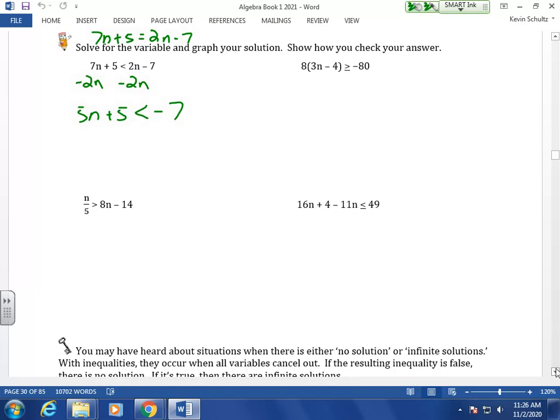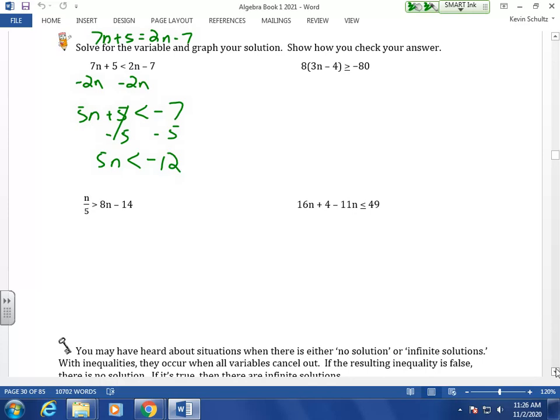Okay, what would our next step be here? We're now down to a two-step inequality. You don't have to think about one or the other right now because we're not doing that sign. Erica? Subtract the 5, start with that constant. Okay, opposite operations. We have 5n is less than negative 12.